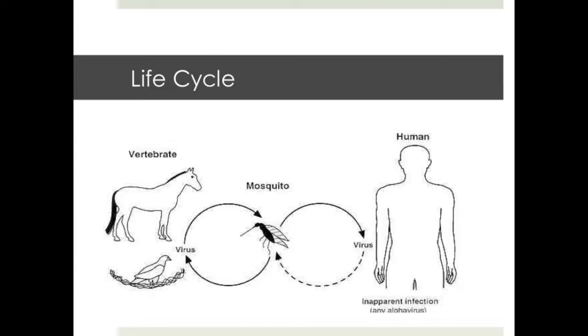The virus enters the human bloodstream via the saliva of an infected mosquito. It then reproduces itself in blood cells and builds up in the muscles, joints, and skin, resulting in the symptoms of infection, which I'm going to talk about later. The Ross River virus cannot be passed directly from person to person.